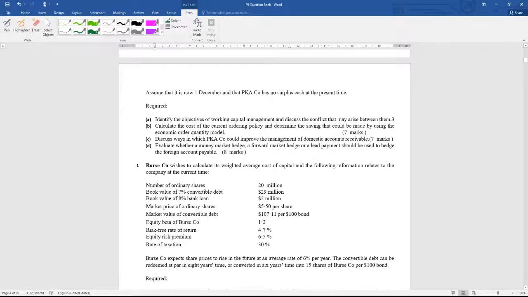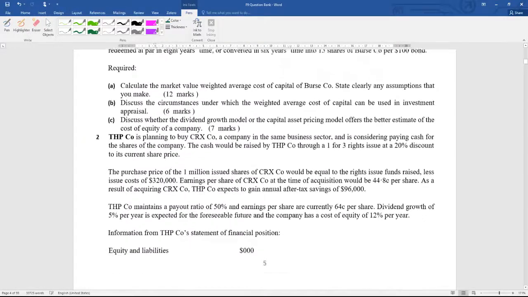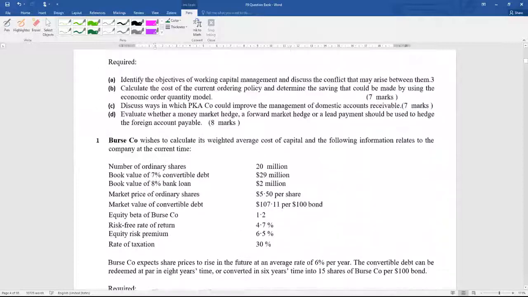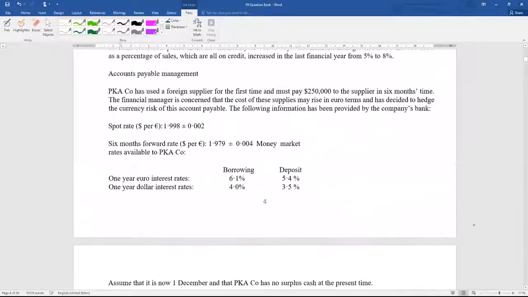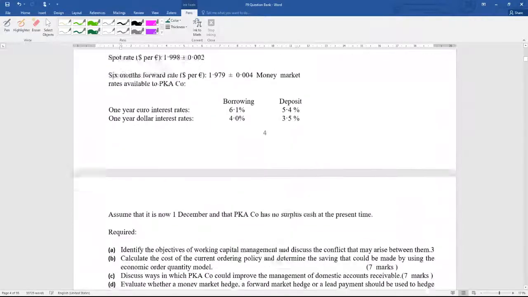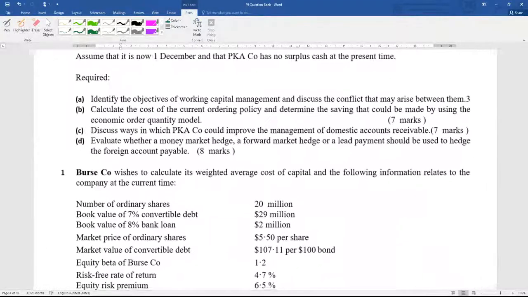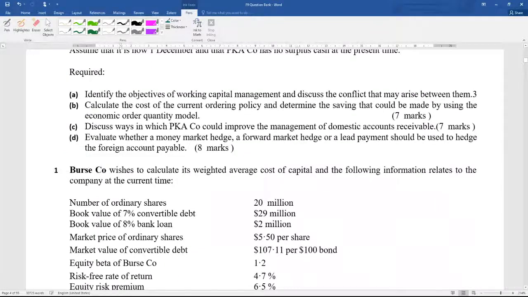Maybe just a quick one. This page is page 5. The question begins from page 4 and continues to page 5. A company called PKA company. You've been asked, in part A of that question, to identify the objectives of working capital management and discuss the conflict that may arise between them, for 3 marks. I think you have discussed that.